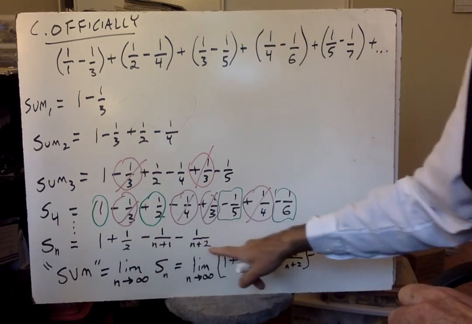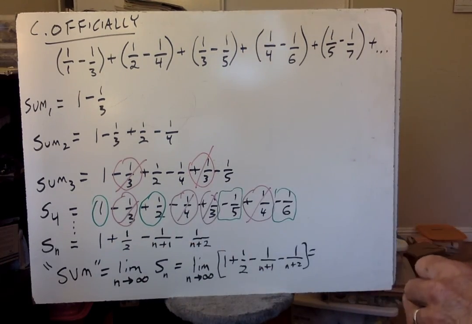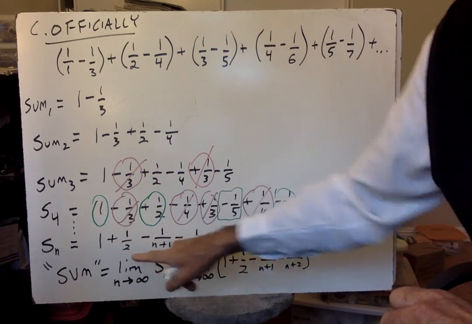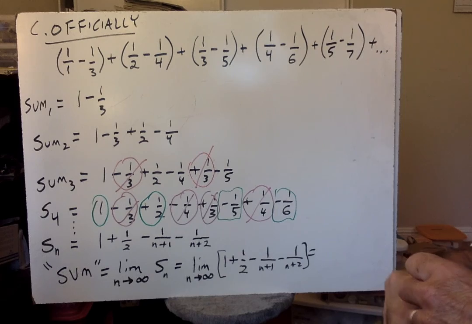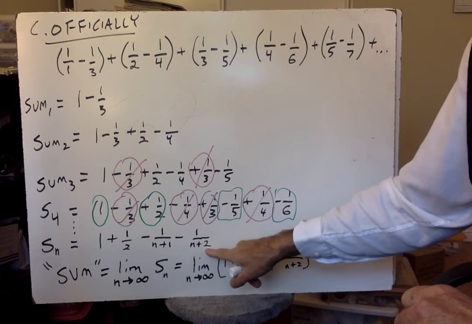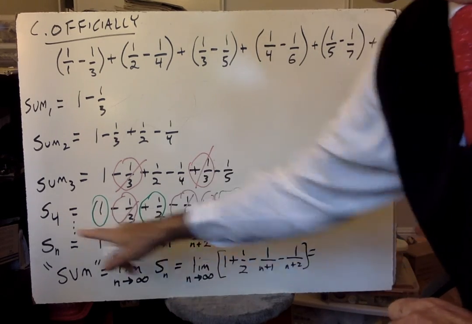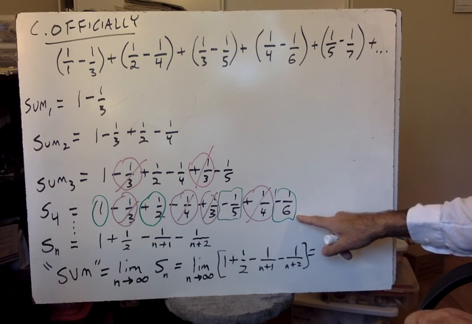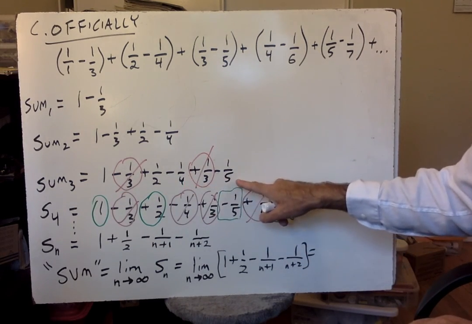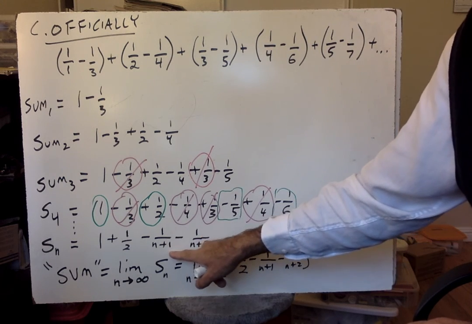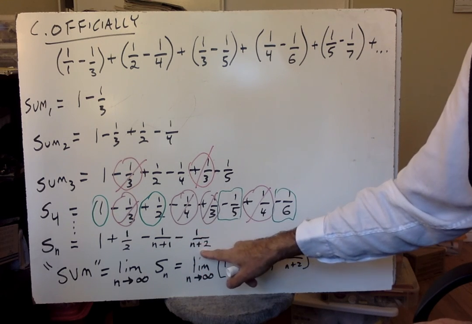So let's write that out in n notation for the nth partial sum. You always have the 1 and the 1/2 because they never get canceled by anything else. And then you always have these two last terms. If n is 4, this will be minus 1/5 and minus 1/6. For example, if n is 3, this will be minus 1/4 and minus 1/5. So it's always minus 1 over n plus 1, minus 1 over n plus 2.